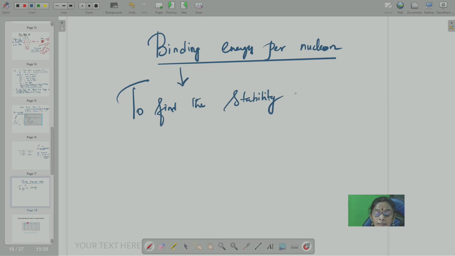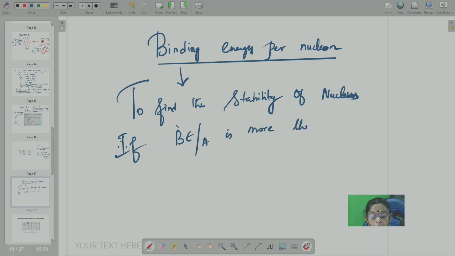How do you find out the stability of nucleus? Only by knowing the binding energy per nucleon value. If B by A, that is binding energy per nucleon, is more, then the atom is said to be more stable.